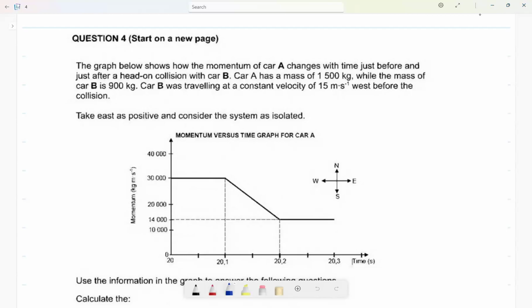This is video number 4 under exam questions. I wanted to look at the type of graph again. Remember, the type of graph that we looked at before was the velocity on exam 1. On this one, it is a momentum versus time graph.